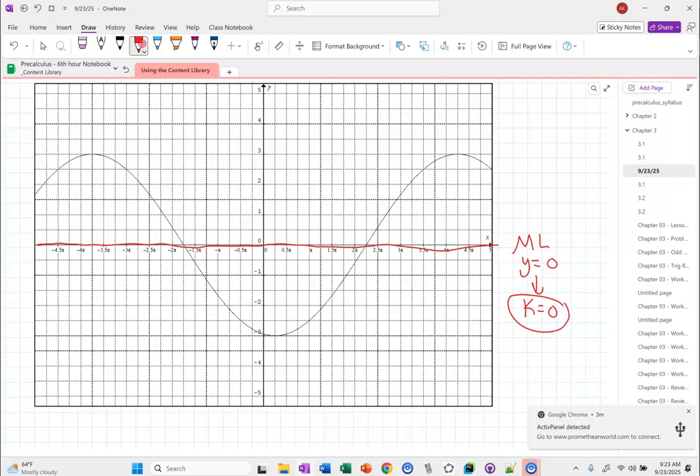So we start by identifying the midline. That's going to divide the graph into equal parts above and below the midline. Just using your eyes, it should be easy to see that the midline there is the x-axis. That's the equation y equals 0, which tells me the k value is 0.